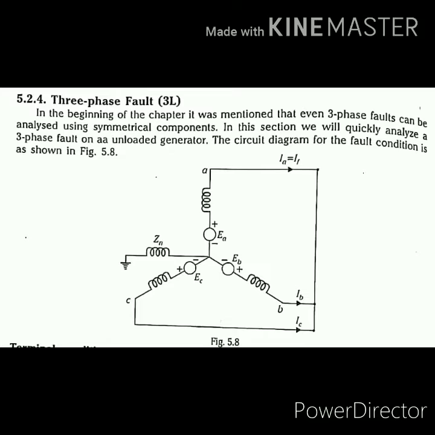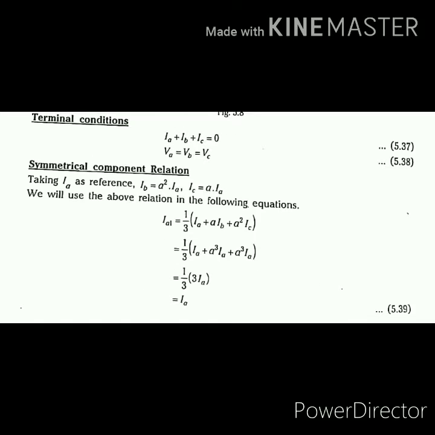Coming to the last type, the three-phase fault. Here the fault is present in all three phases A, B and C, so all three phases are shorted. From the figure itself we can observe the terminal conditions: the sum of currents IA plus IB plus IC will be 0. Therefore, the voltages across each of the phases A, B and C will be equal.